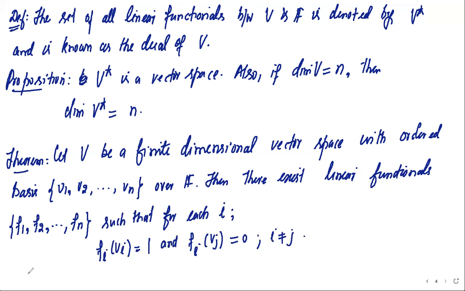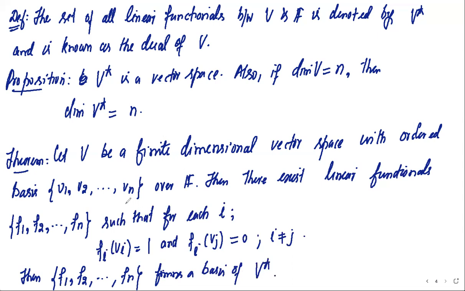Then the set of these linear functionals F1, F2, Fn forms a basis of V star.